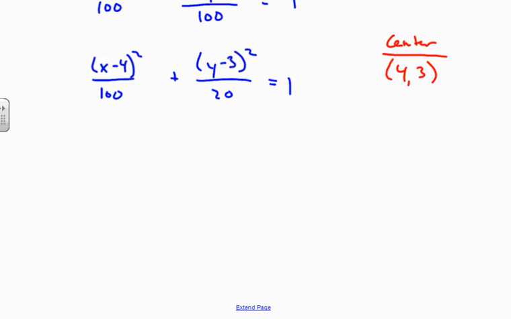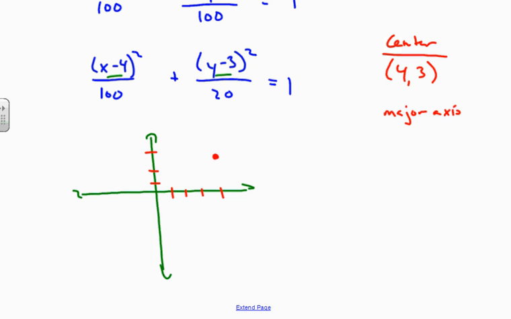So we're going to graph that out. Looking at this, we saw it's (4, 3). So we move right 1, 2, 3, 4, up 1, 2, 3, and there's our center. From here, we can now find our major axis. The major axis, once again, is the largest of the values. Because the largest value is 100, we know this is going to be horizontal.